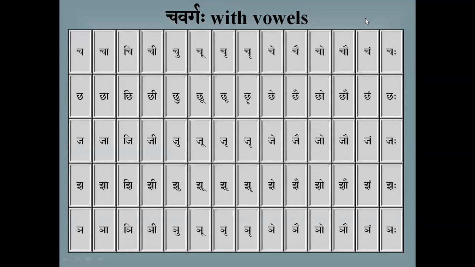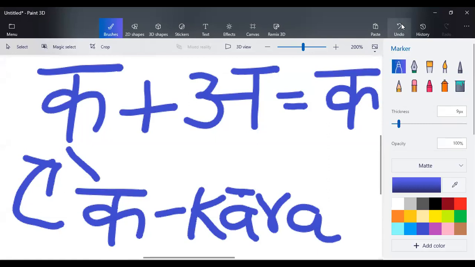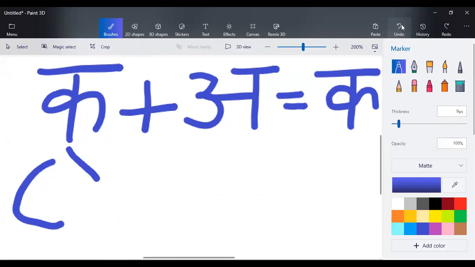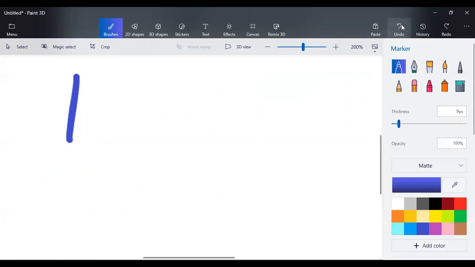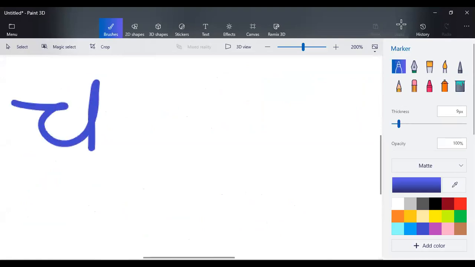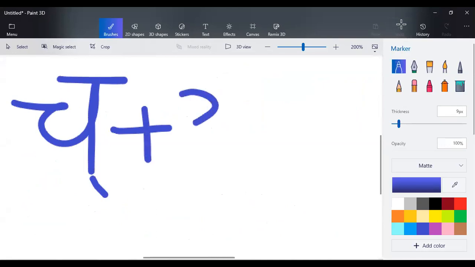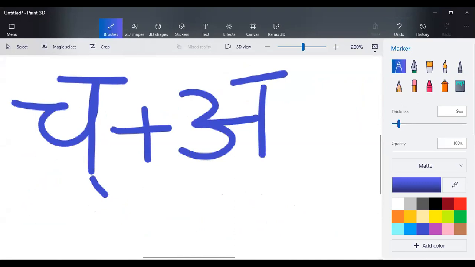Okay, I'll show you in the paint screen. You can see, the suffix kara is added to address the consonant. This is the pure consonant. You cannot pronounce it, but I can address it. I can call it by chakara. Chakara plus a equals cha.